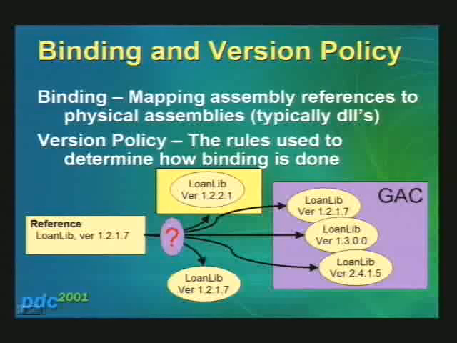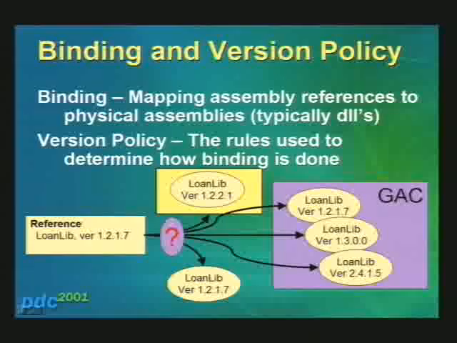The mechanism for locating a physical DLL for a reference is what we call binding. So we have this reference in the assembly, and we need to find a physical DLL that we can load to satisfy that reference. That's what we call binding. And version policy is the mechanism for deciding which one of those assemblies will load in cases where they can possibly come from different locations.